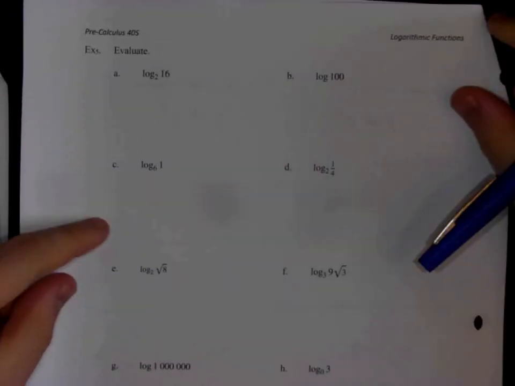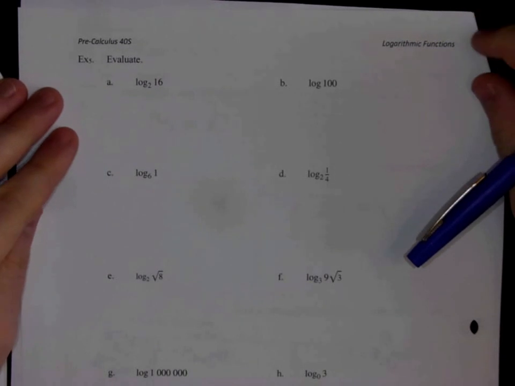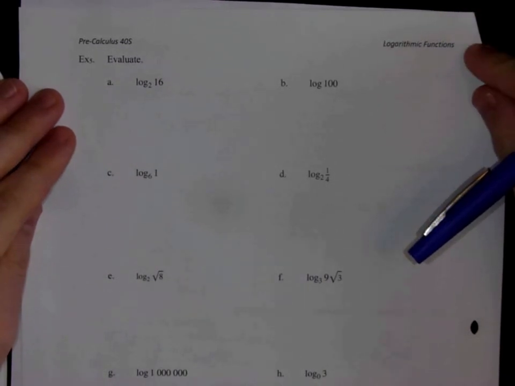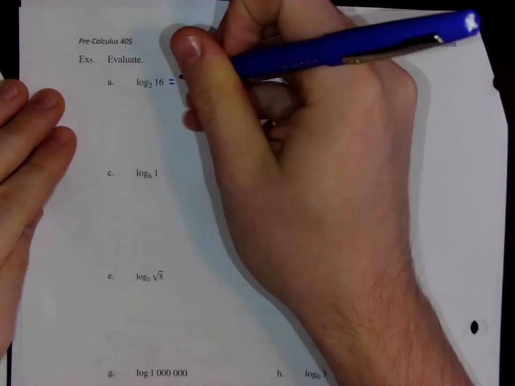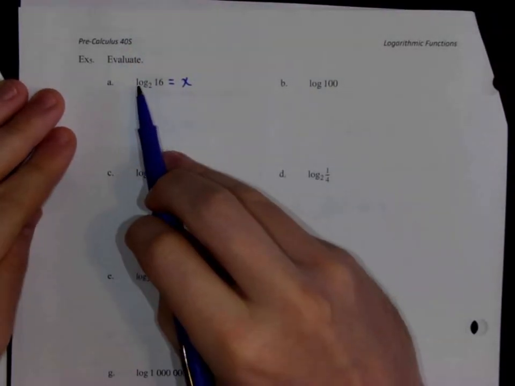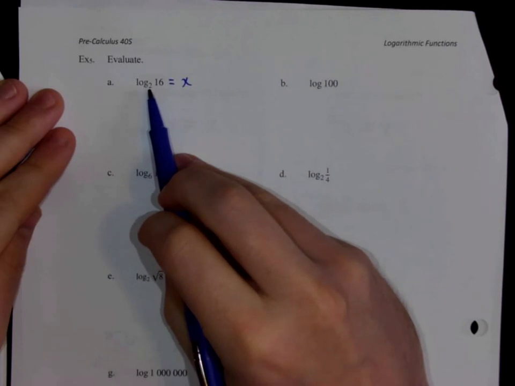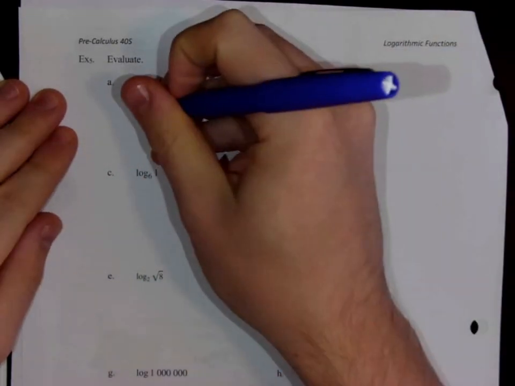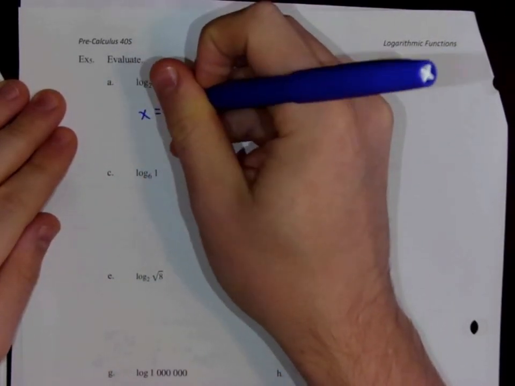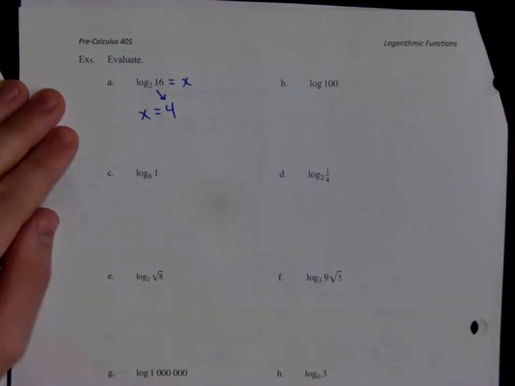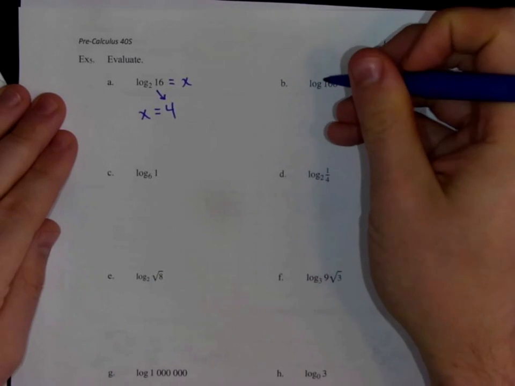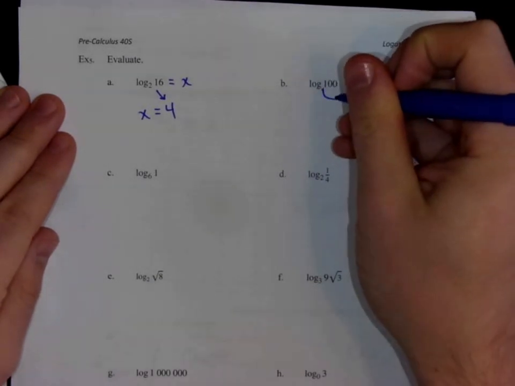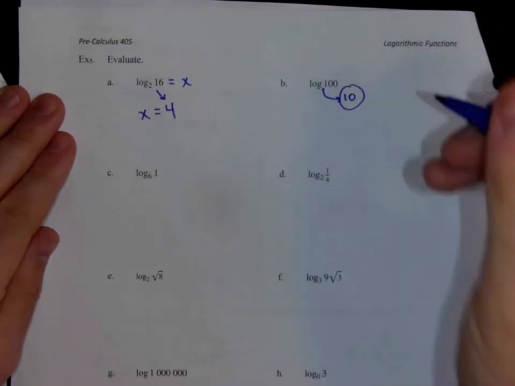Looking at this page, it says to evaluate. So evaluate means just give the number to the question. If I do log base 2 of 16, let's say it equals some value x that we don't know. It's really asking us what is the exponent that allows us to go from 2 to 16. Well, x in that case, or just the answer to the question, is 4, because 2 to the power of 4 gives us 16.